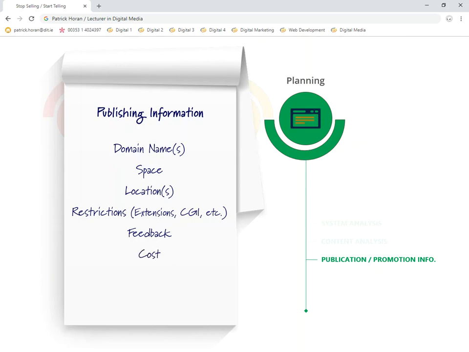And the cost. This is really important because at the end of the day, depending on where you host your site or who you host it with, there could be huge variations in the cost that you're paying. So look around and shop around. Okay, so there's your publishing information.